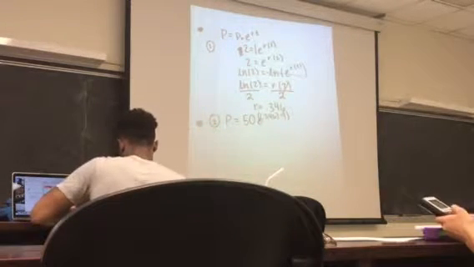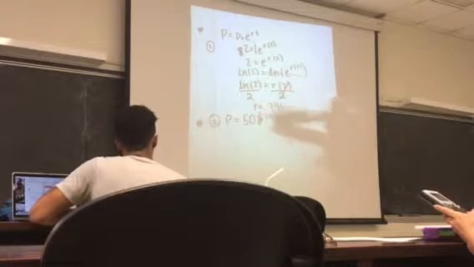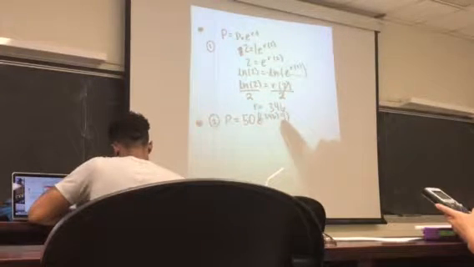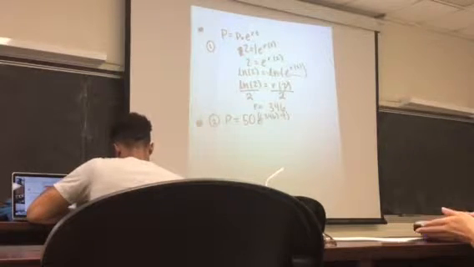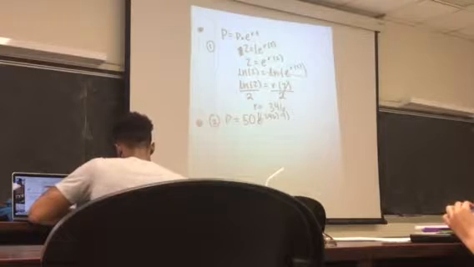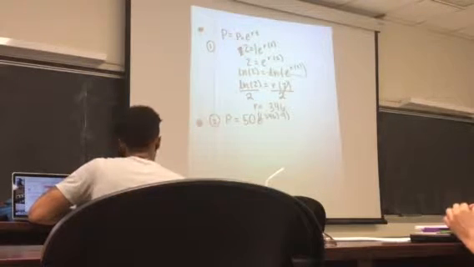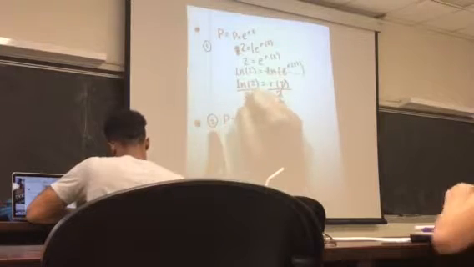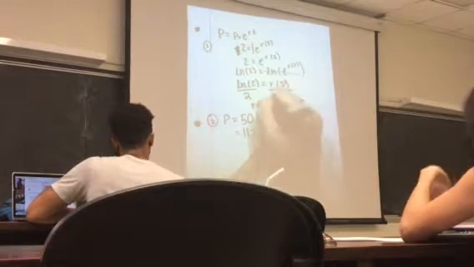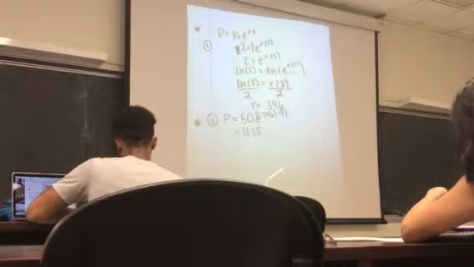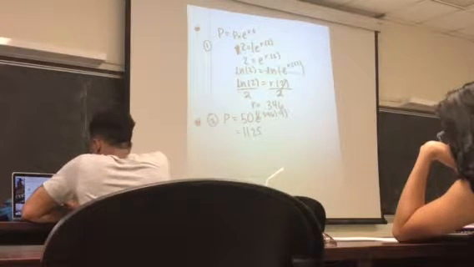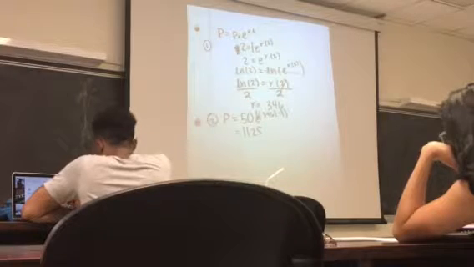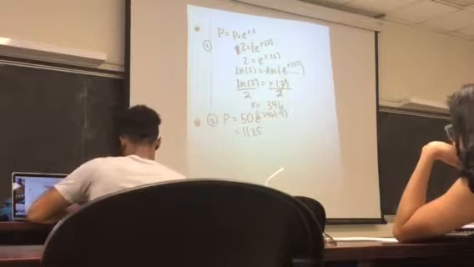What did y'all get? You'll have to plug it in. 50 times e to the 0.346 times 9. 11.25. What'd you get? 11.25.54. Okay. 11.5. And then which inequality does that fall under? D.